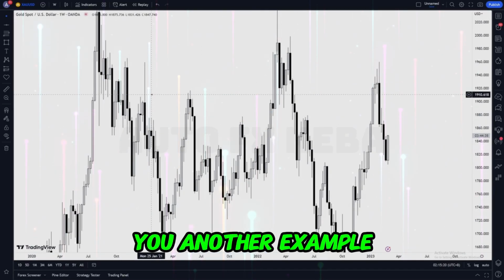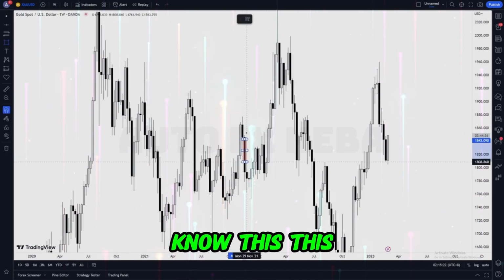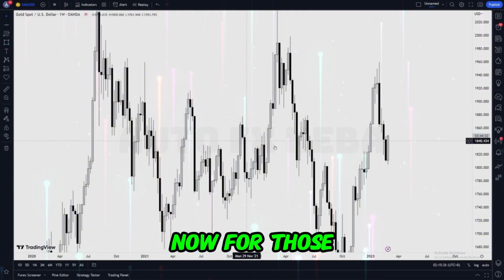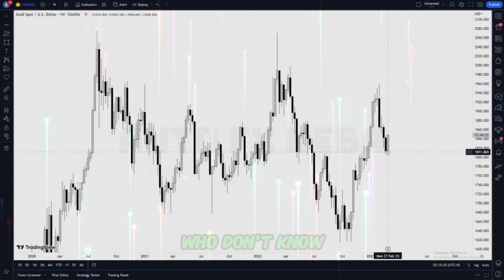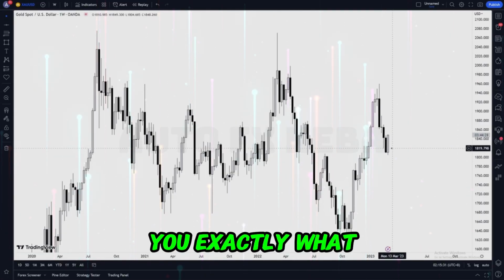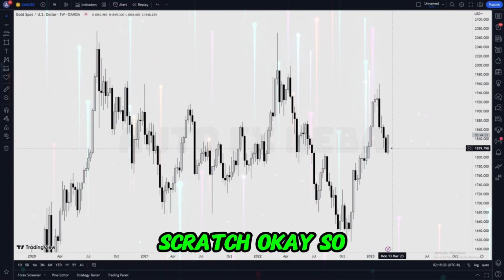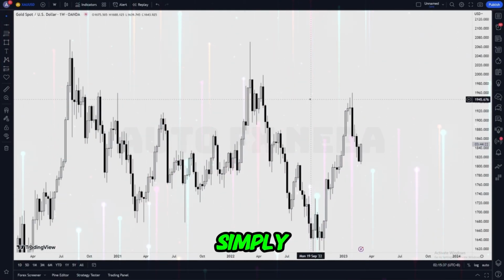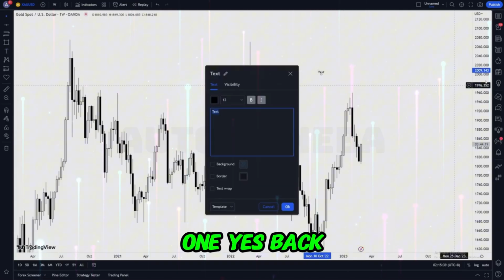I'll give you another example. S&D traders would know this. This is considered what? Those kissing candles or whatever BS, right? Okay, now, for those of you guys who don't know this, let me tell you exactly what it is from scratch. So, OHLC or open close candles is simply back to square one. Yes, back to square one.